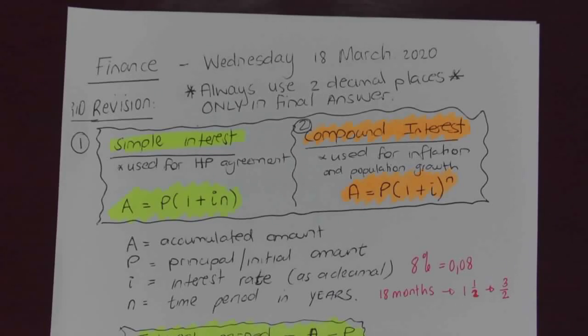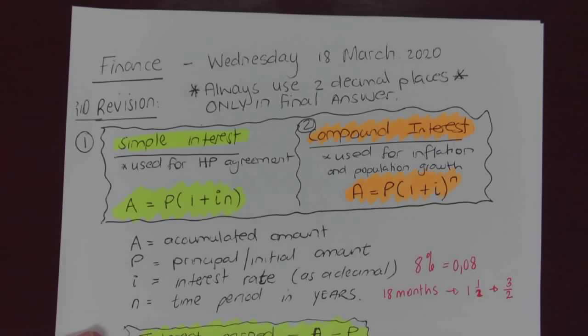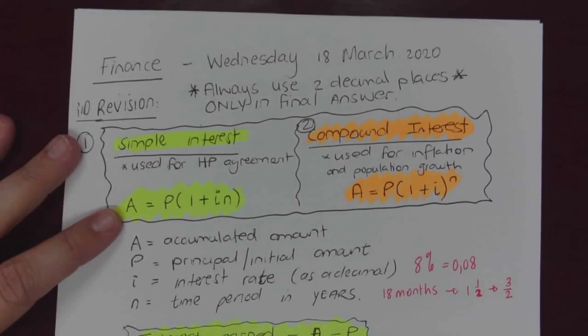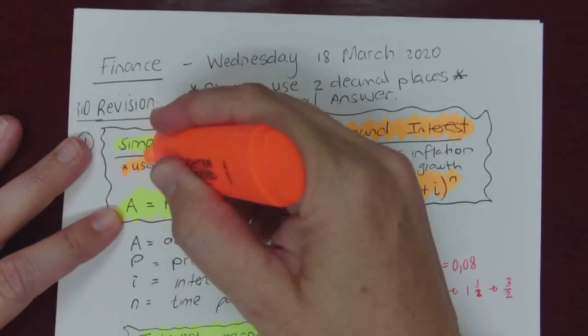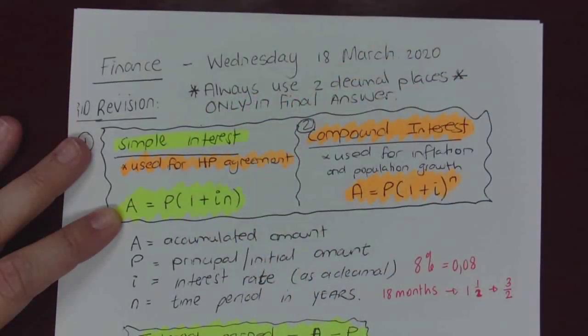Now in grade 10, you were introduced to simple interest, and simple interest has a formula of A equals P times (1 plus IN). Now after that, you were also shown that for HP agreements, for hire purchase agreements, you will use the exact same formula.